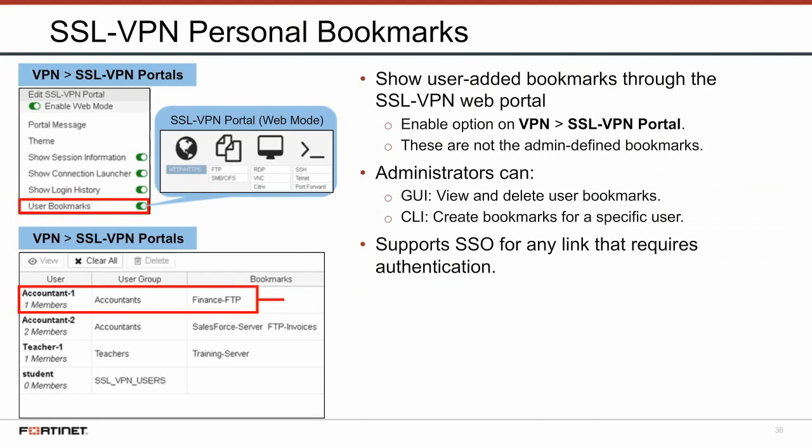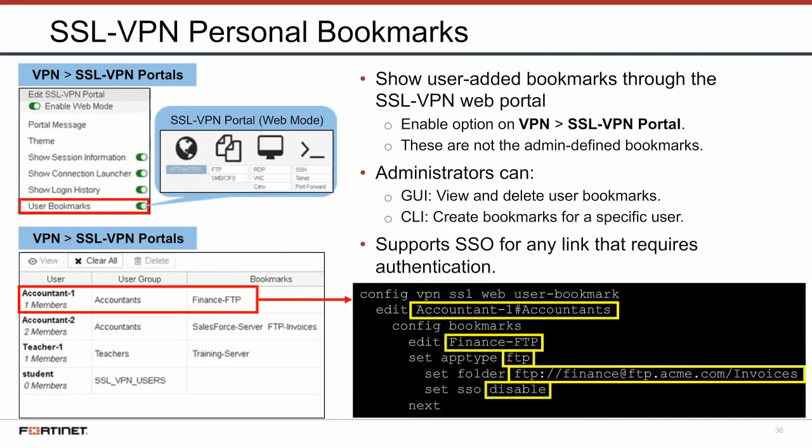When users log into their individual portal, there is an option that allows them to create their own bookmarks. An administrator must enable the User Bookmarks option on the SSL VPN portal page to allow this. Administrators can view and delete user-added bookmarks on the SSL VPN Personal Bookmarks page. This allows administrators to monitor and remove any unwanted bookmarks that do not meet with corporate policy.